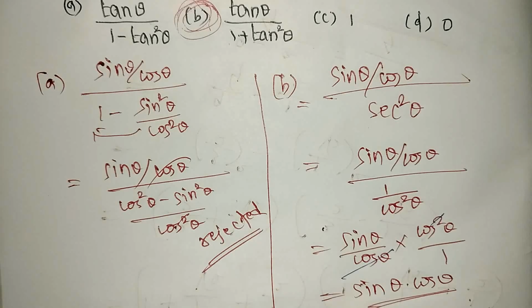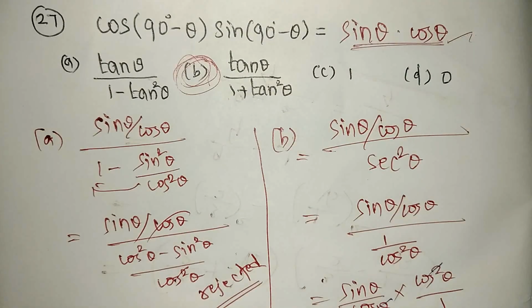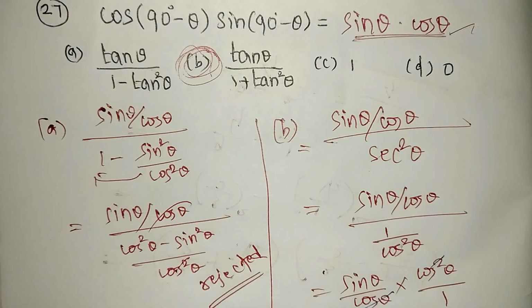So a few answers we have to find from the options. Okay, this is the method. Right. So these are the things. Option B we have got it. Right. I hope you'll understand this. Now we'll go for question number 28.